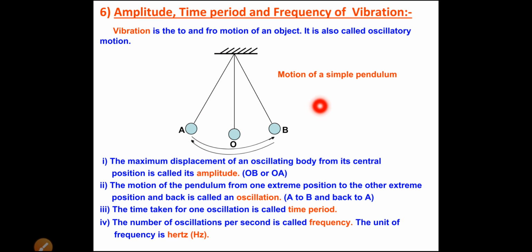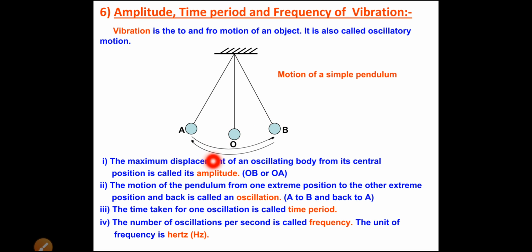Now this to and fro or back and forth motion is called vibration, and it is also called oscillatory motion. So oscillatory motion is also to and fro motion or back and forth motion. So vibration is also called oscillatory motion.